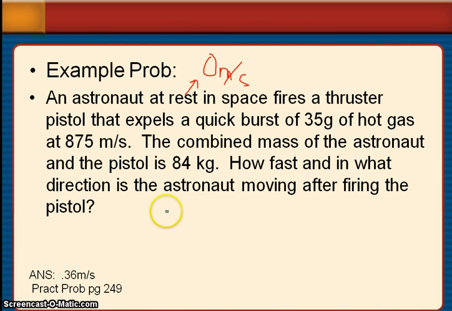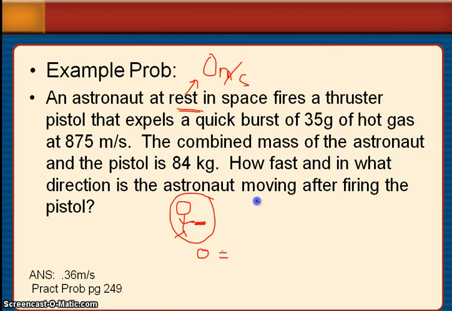This is a recoil one. So I have the astronaut and his gun. Right now they are stopped. They have 0 momentum because they are at rest, both of them. The bullet's at rest, the astronaut's at rest, the gun's at rest. But afterwards, that has to be equal to the combined momentum of both: the momentum of the astronaut and the momentum of the gas, or the bullet that comes out of the thruster.